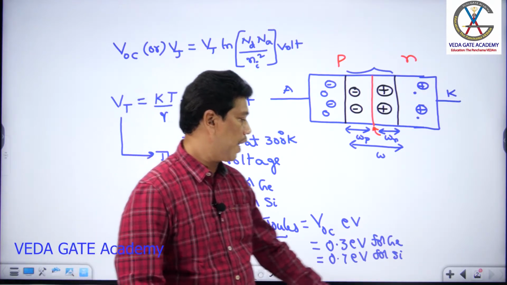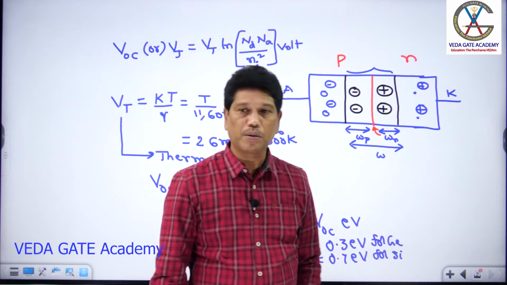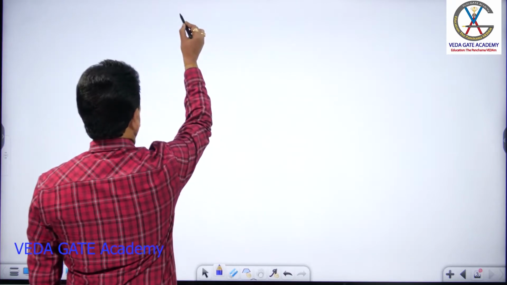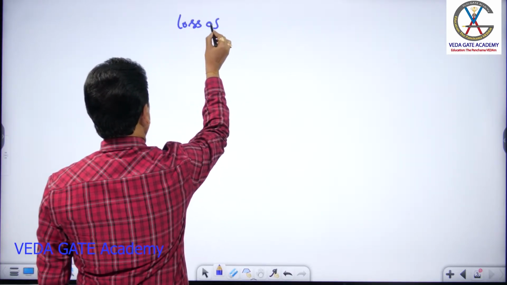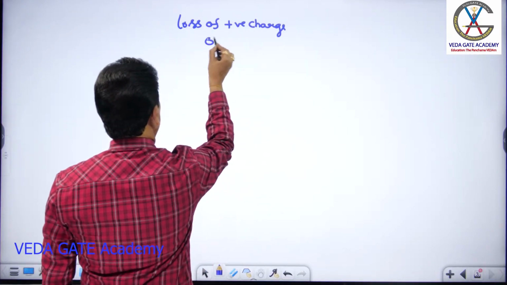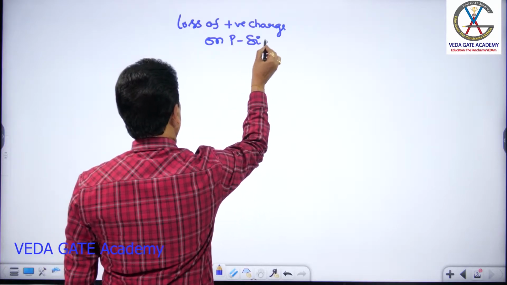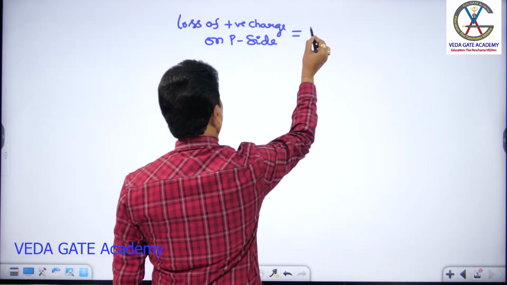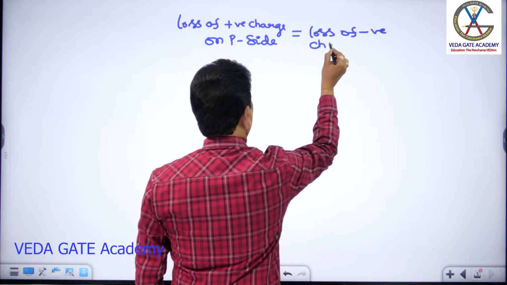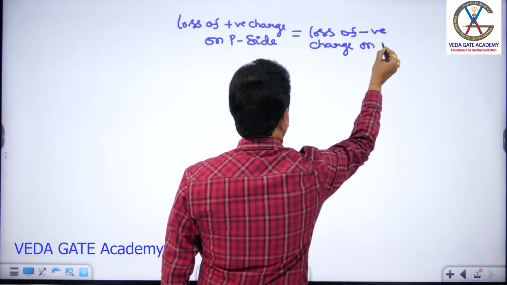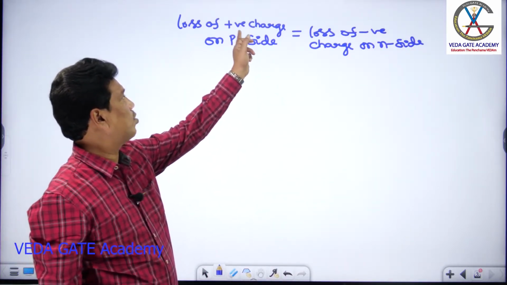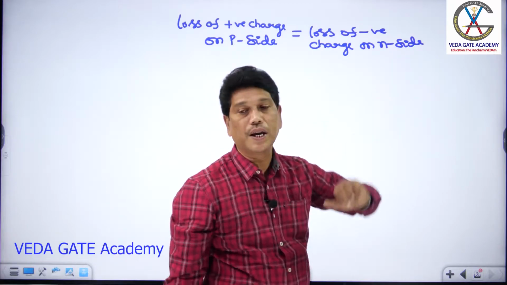So based on that, you may examine the importance of the doping for barrier condition checkup. This is one small thing. So what I say: loss of positive charge on P side equal to loss of negative charge on N side. Loss of positive charge on P side equal to loss of negative charge on N side.